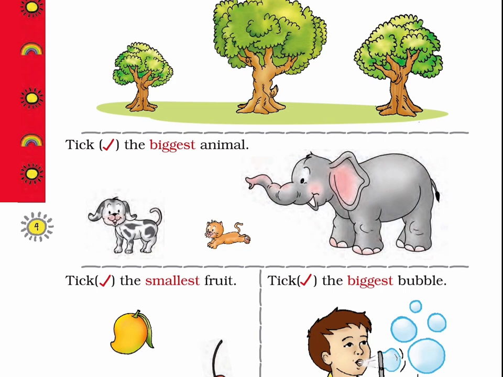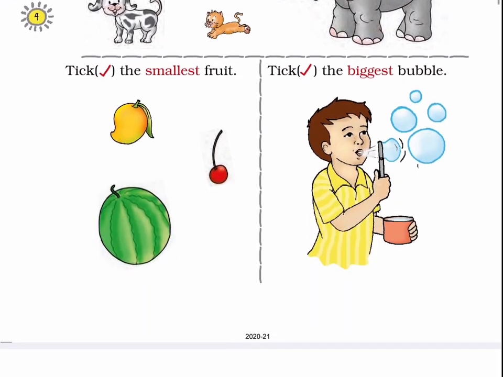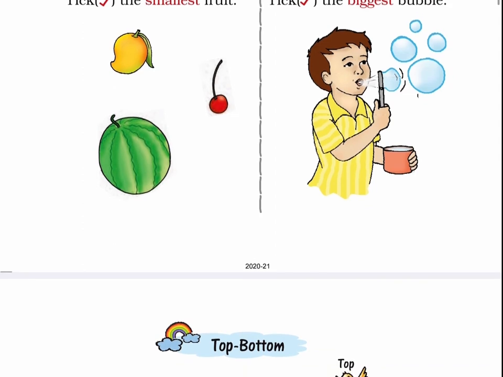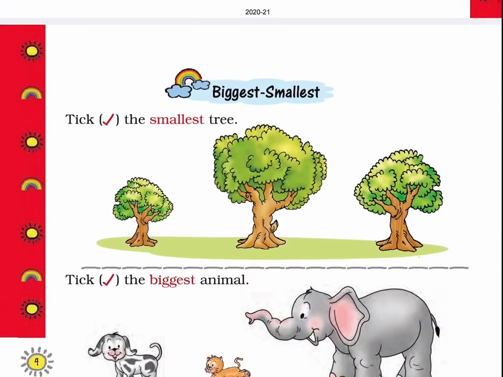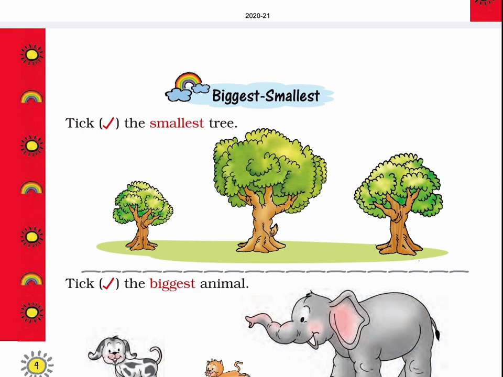On page 4, picture 1 shows 3 trees of different sizes. Question 1. Identify and tick mark the smallest tree. Picture 2 shows an elephant, a dog, and a cat. Question 2. Identify and tick mark the biggest animal.